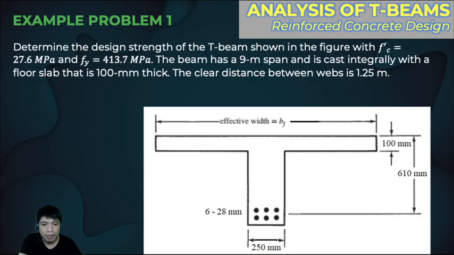T-beam. So, wait lang guys, nag-adjust lang ako ng pointer. Okay, so ito guys yung ating T-beam. So bali guys, yung ating thickness ng slab is 100 millimeters. Tapos, yung ating effective depth is 610 millimeters. Tapos, web width natin is 250 millimeters. Tapos, meron tayong 6 na 28 millimeter diameter na bars. So, kailangan pa natin i-compute guys yung effective width natin, which is B sub F, kasi hindi siya binigay sa problem.